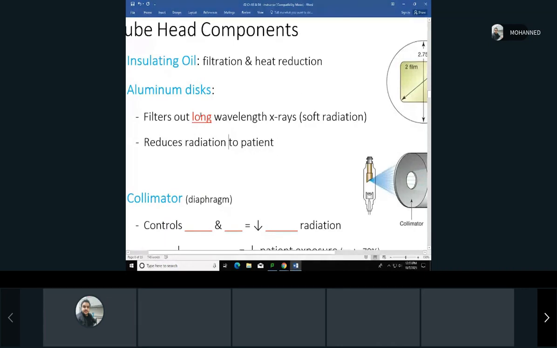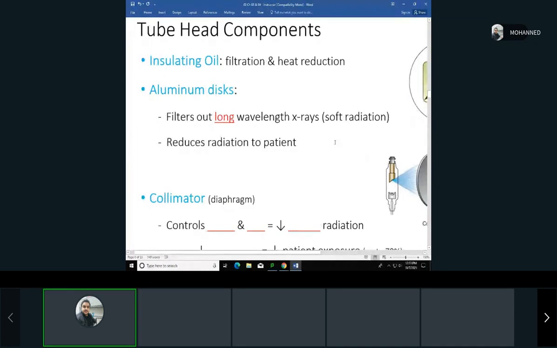So the aluminum discs will filter out all of the long wavelengths that we do not need, because they would not produce any good x-ray for us. So why expose the patient to more x-ray radiation if we can stop that, right? If we don't use it in the first place. So this will filter out, so reduce the radiation for the patient.